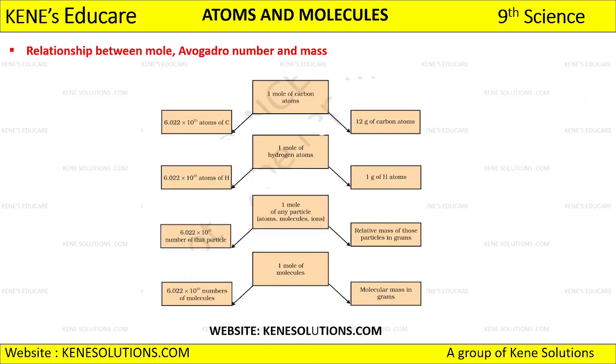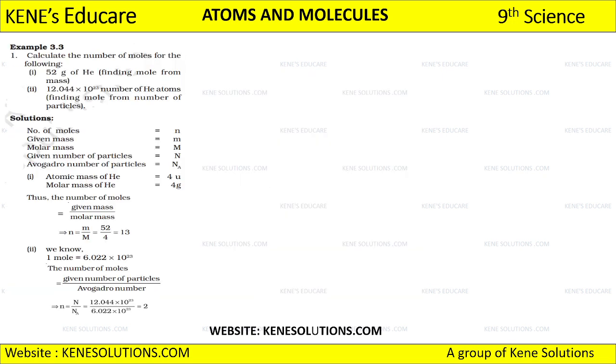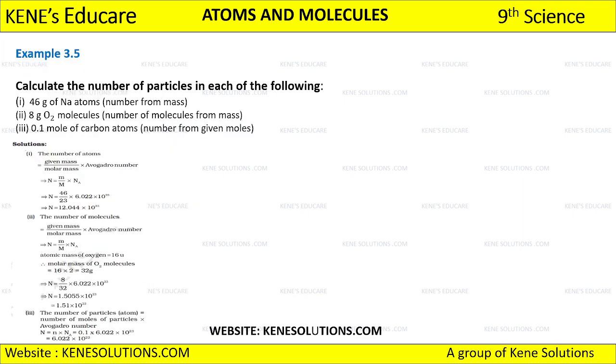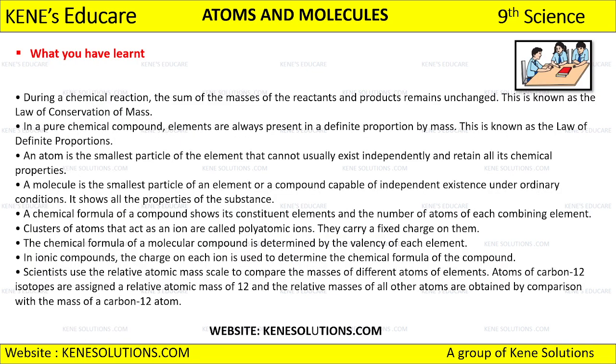After this, the relationship between mole, Avogadro number, and mass, I'll be continuing in the next part, not today, right? And along with that, we have three different examples, which we will be discussing. I'll be doing that in the next class only. So we have these three examples to discuss, and after that, we have the summary discussion to do in detail, like what exactly we studied in the whole lesson, atoms and molecules.